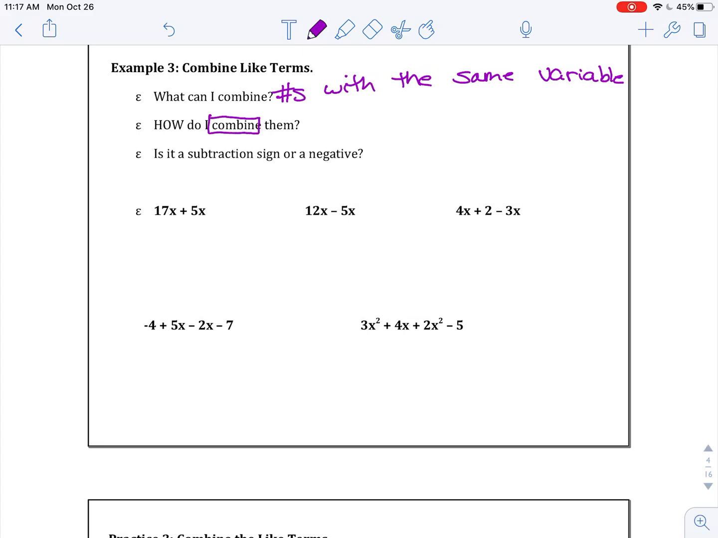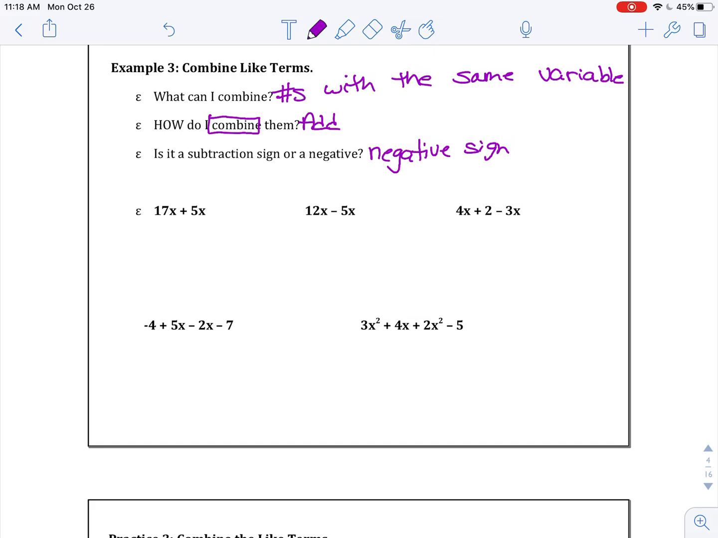Well, we know the word combine in math means add, so we're going to keep it simple and say that we're going to add them. And then is this a subtraction sign or a negative sign? In this case, it's going to be a negative sign. There are a couple of different ways you can combine like terms, but this way I feel is the most simple and you won't get confused.